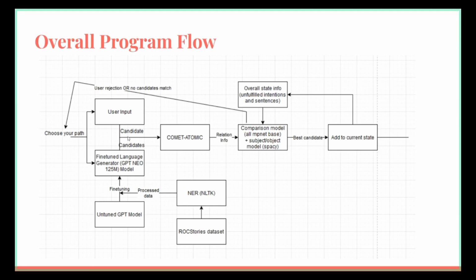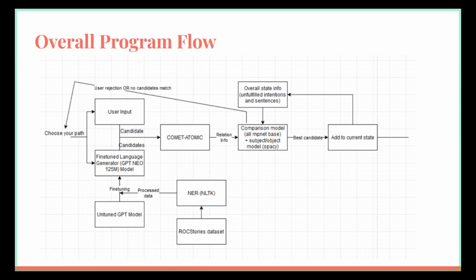Alternatively, we can choose to use our fine-tuned GPT-NEO model to generate several candidate next sentences, and the one that matches the most intentions is added to the story. In the case that none of the candidates fulfill any intentions, we start over. Our dual input approach lets a user step in when the model is going haywire or stuck in a rut, while also allowing them to continue using the automated language model when things are going smoothly.